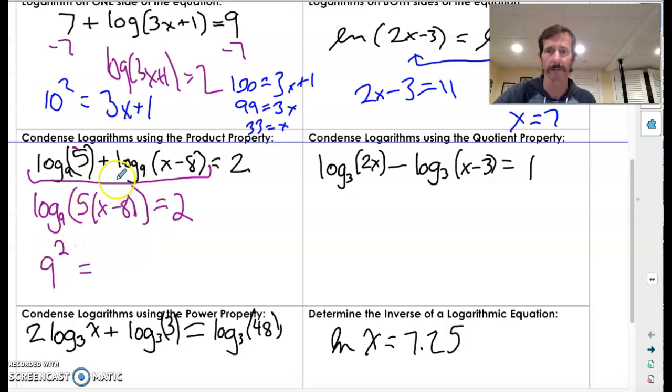Now inside the log I have 5 times x minus 8. I'm going to distribute and get 5x minus 40. And now I have a regular algebra problem. I'm going to switch colors. I'm going to add 40 to both sides.